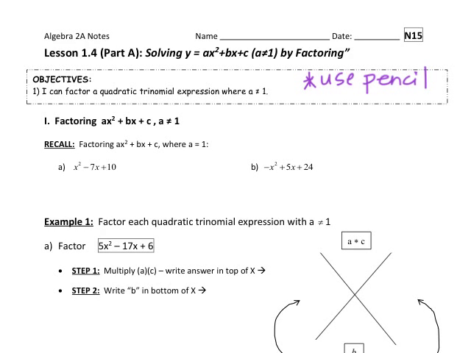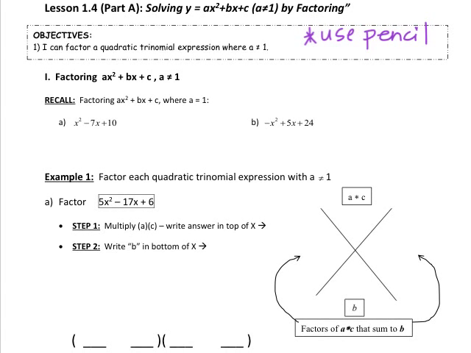For lesson 1.4, the first part, part A, we're going to be looking at the same kind of quadratic expression or equation, and we are going to have a not equal to 1. So in previous lessons, our a coefficient here was 1. Now we're going to be looking at coefficients that are not 1 for a.